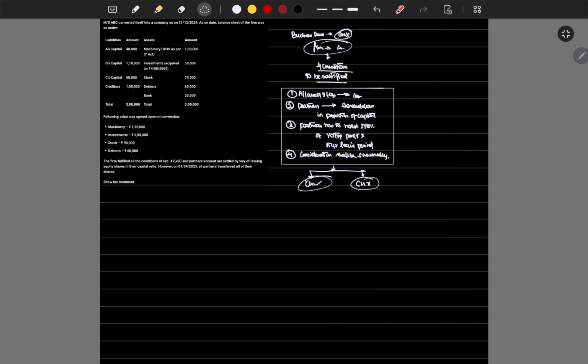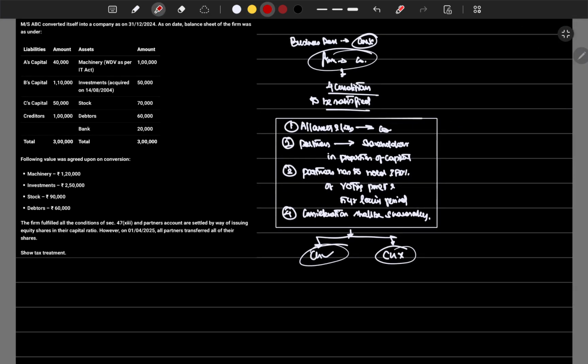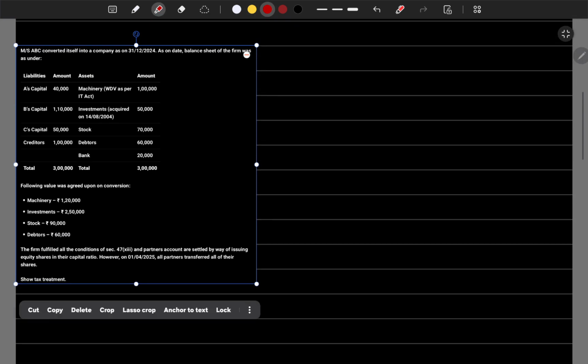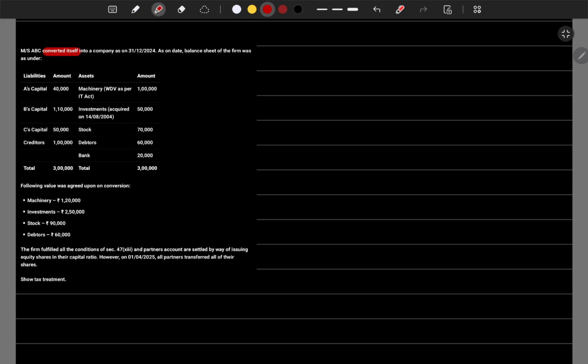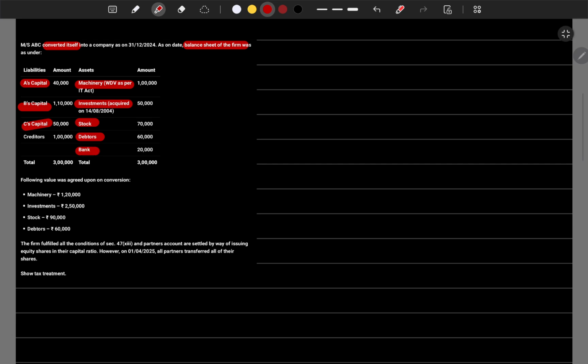In this problem, we'll just read the problem here. ABC Limited converted into a company, right? The balance sheet is given. A's capital, B's capital, C's capital. So this is the firm's balance sheet. They have machinery whose WDV has been given. Investments, stock, debtors and bank are also given. And machinery has become how much? 1,25,000, 1,20,000 when they are converting.